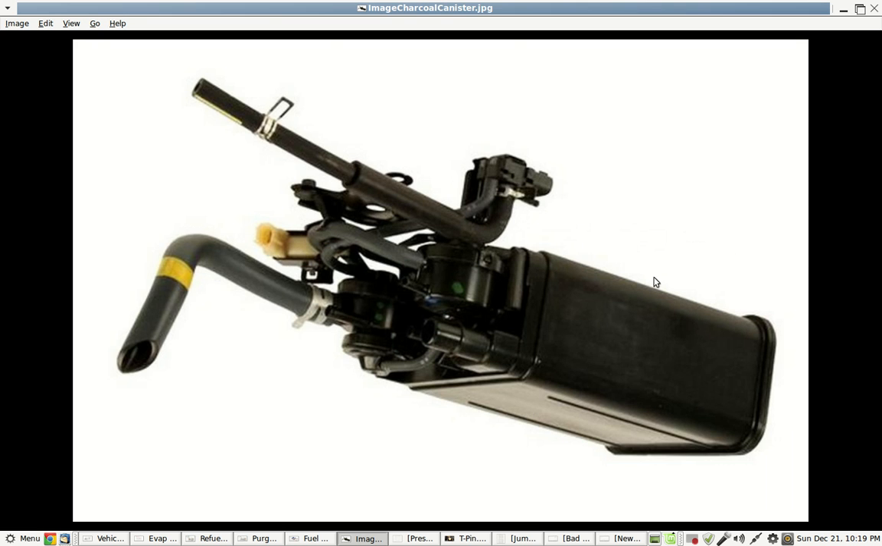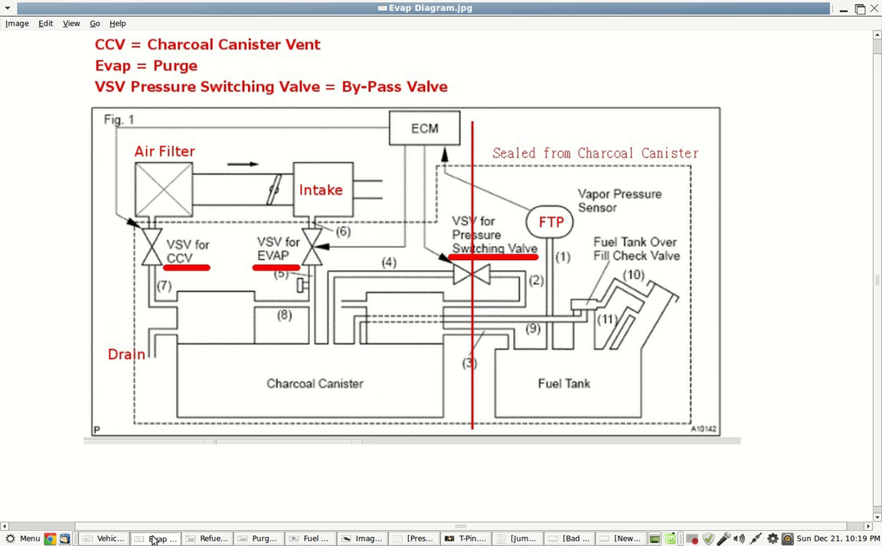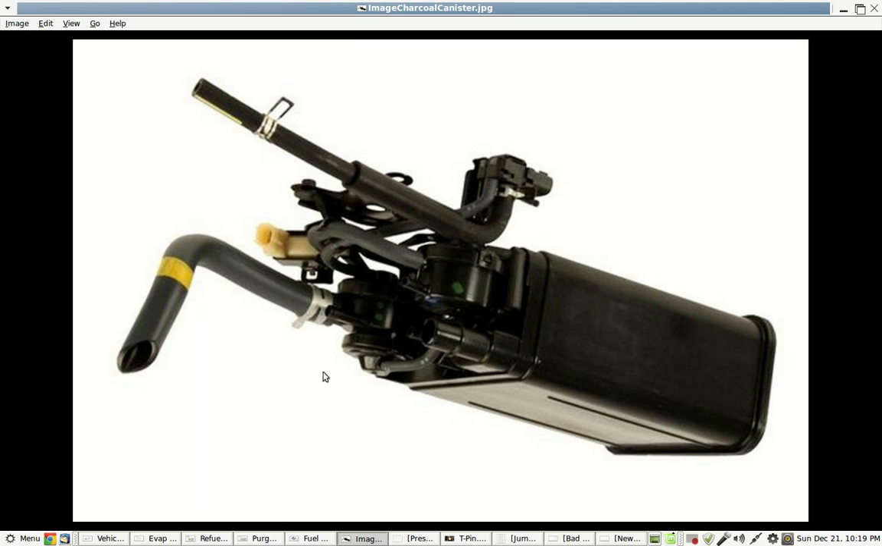This is what the charcoal canister looks like. There are many different designs. This is just one of them, just to give you an idea. This is where the pressure switching valve and the fuel tank pressure sensor are located. There's the pressure switching valve right there. That's the solenoid, and this valve right here is the fuel tank pressure sensor.